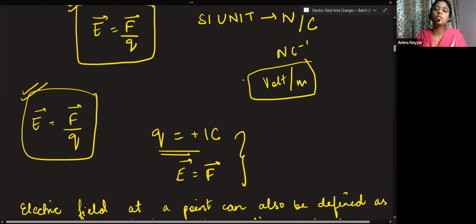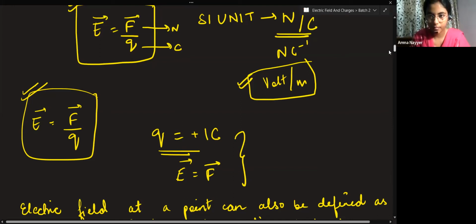All right. So see, we have one more SI unit of electric field as volt per meter. But this is not discussed in this chapter. We'll discuss it in the next chapter, how volt per meter is valid. But you can at least remember force SI unit is Newton. For charge it is Coulomb. So SI unit will become Newton per Coulomb.